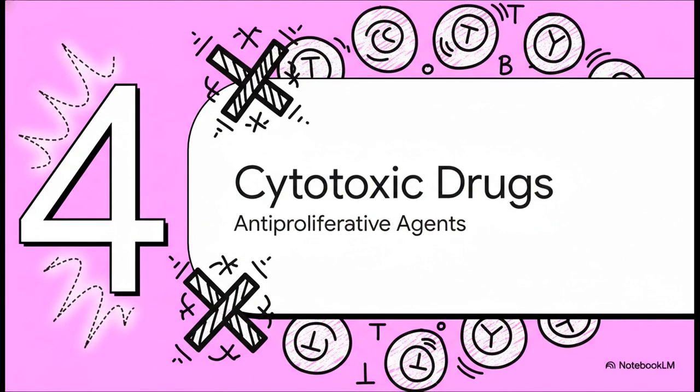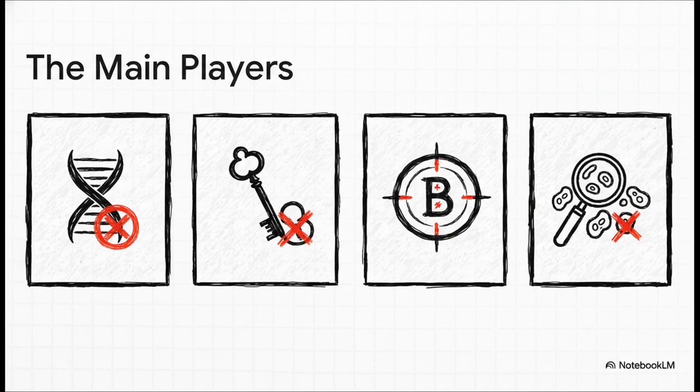All right, let's shift gears. We've talked about some of the newer, more targeted agents. Now let's talk about the old guard, the reliable workhorses of immunosuppression, these cytotoxic and anti-proliferative drugs. Their strategy is a bit more blunt. Their main job is to just stop the immune cells, the T and B lymphocytes, from multiplying. They basically prevent the army from even being assembled. And in this group, there are 4 big names you need to know.